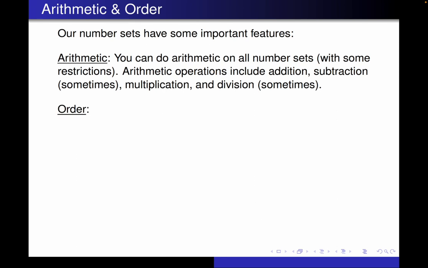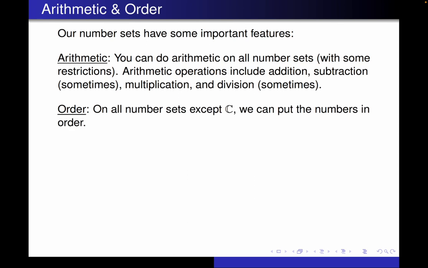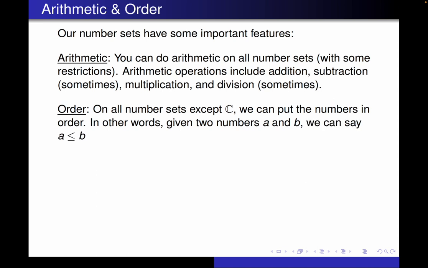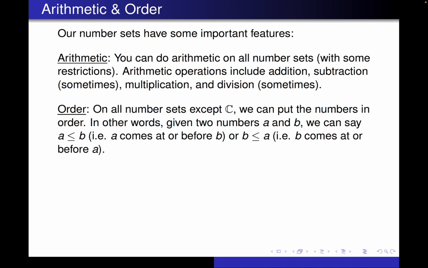We also have the concept of order. In other words, we can put the numbers in order, right? Well, except for the complex numbers. But other than that, all the other sets that I mentioned in the previous slide, we can put those in order, which means that if I take two random numbers a and b, I can tell you which one comes before the next one, if you tell me what the numbers are. So you're either going to have a comes at or before b, or b comes at or before a. That's the less than or equal to sign. One of those two things has to be true on any numbers, again, except for the complex numbers, which are kind of weird.